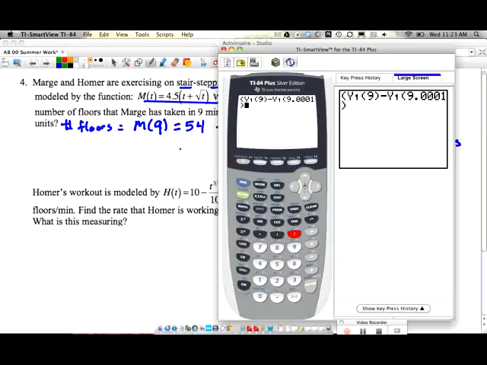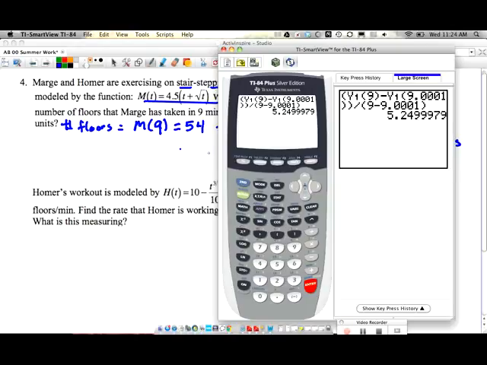Okay, and then we close off our numerator. Now we've got to divide by the difference between these two numbers, which is going to be 9 minus 9.0001. Close it off, and let's see what we get. 5.249, I guess you could say.